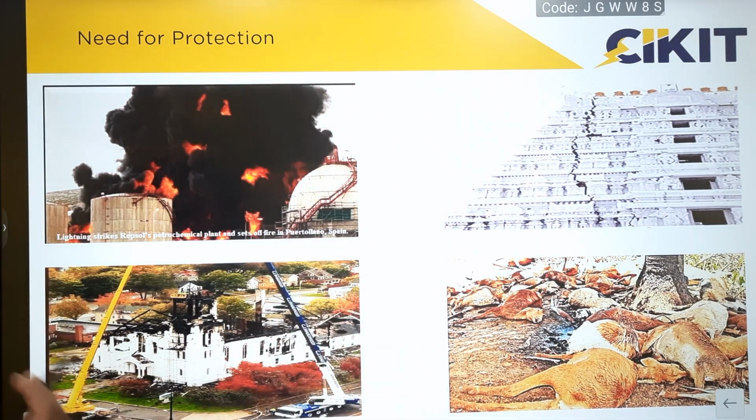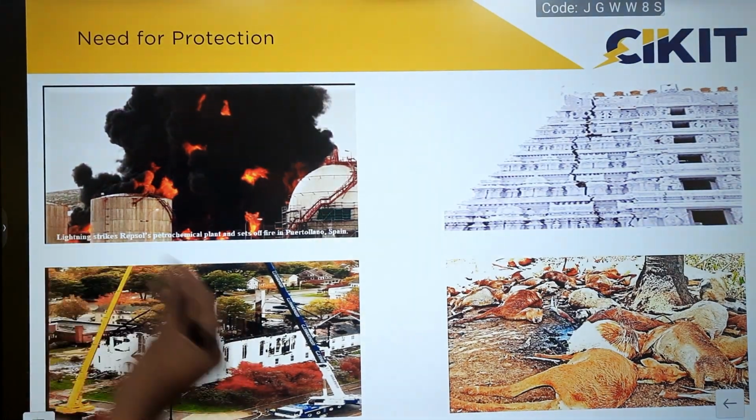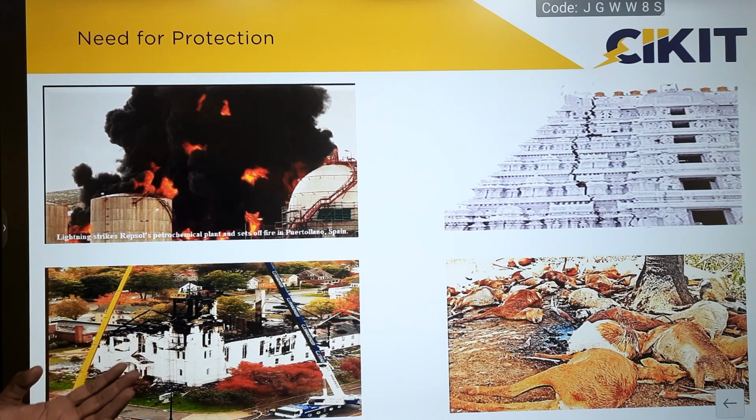In this, almost 30 cattle died and there was no mark of lightning on even a single cattle. Because of the ground potential rise, all the 30 cattle died.